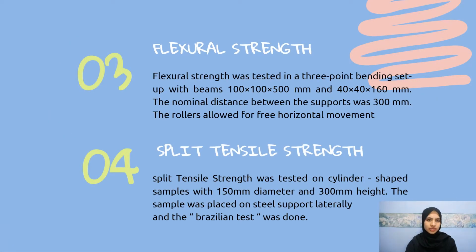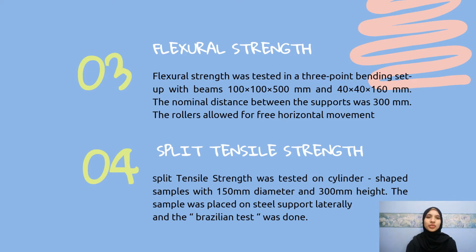Third, flexural strength is used to determine the flex or the bending properties of a material. The test is carried out in a 3-point bending setup with a beam of 100 mm by 100 mm by 500 mm and 40 mm by 40 mm by 160 mm. The nominal distance between the supports was 300 mm. The roller allowed for free horizontal movement.